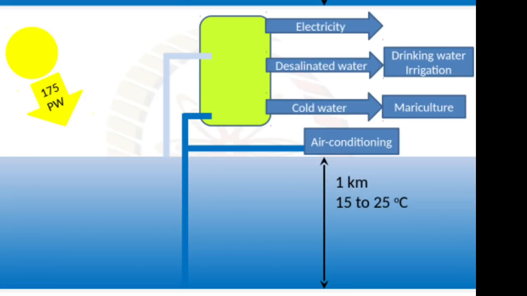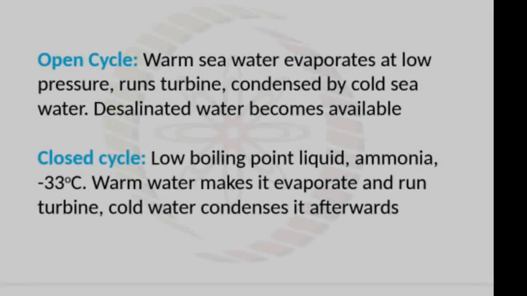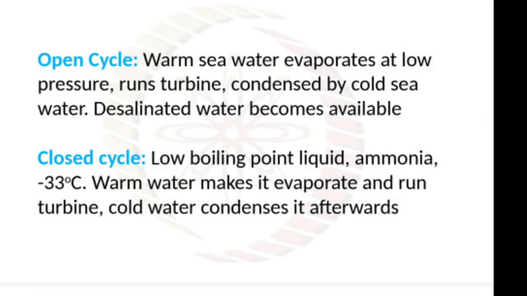Directly we can use. And we have to see open cycle and closed cycle. Open cycle: warm sea water evaporates at low pressure, runs the turbine, and is condensed by cold sea water; desalinated water becomes available. What is closed cycle? A low boiling point liquid, ammonia, minus 30 degrees Celsius. Warm water makes it evaporate and run the turbine. Cold water condenses it afterwards.